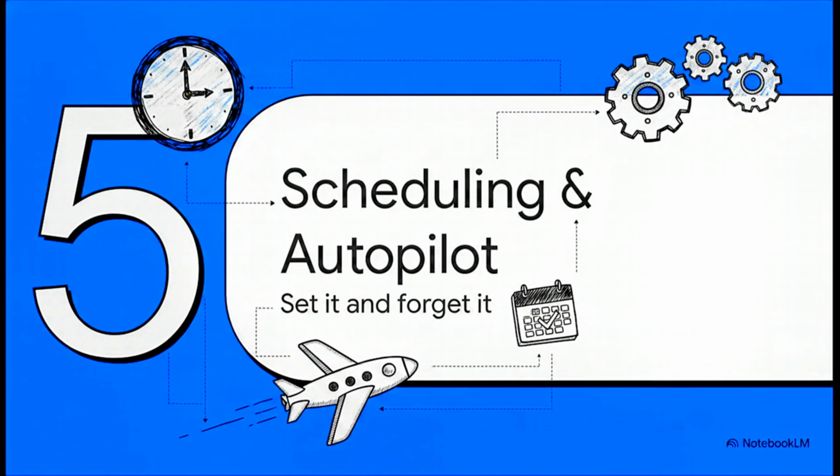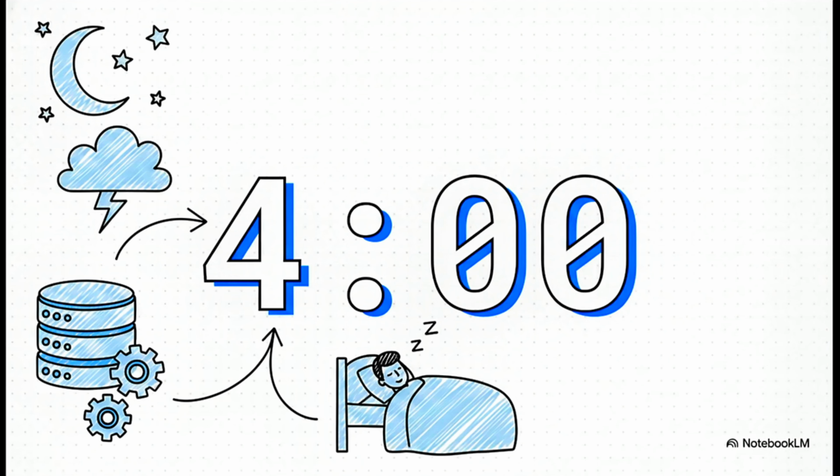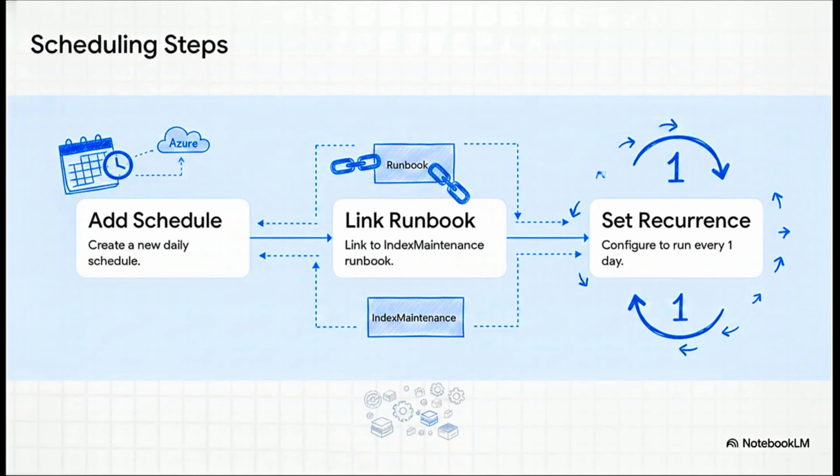And now for the absolute best part of the whole process. Phase 5, scheduling and autopilot. 4 a.m. This time right here represents the pure beauty of automation. In the lab, you're going to set this script to execute at 4 a.m. local time. As a DBA, this means while you are sound asleep in your bed, your database is actively analyzing its own index fragmentation, making smart decisions about whether to rebuild or reorganize, and executing all that maintenance during off-peak hours. You wake up, grab your coffee, and your database is operating at peak performance without you lifting a single finger.